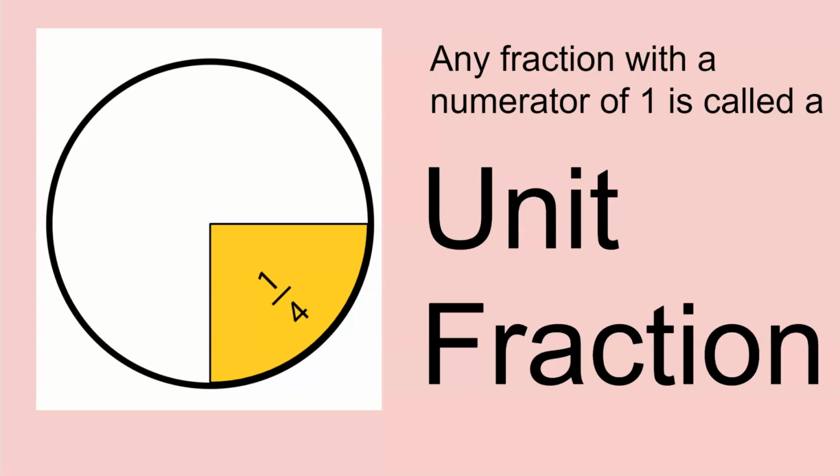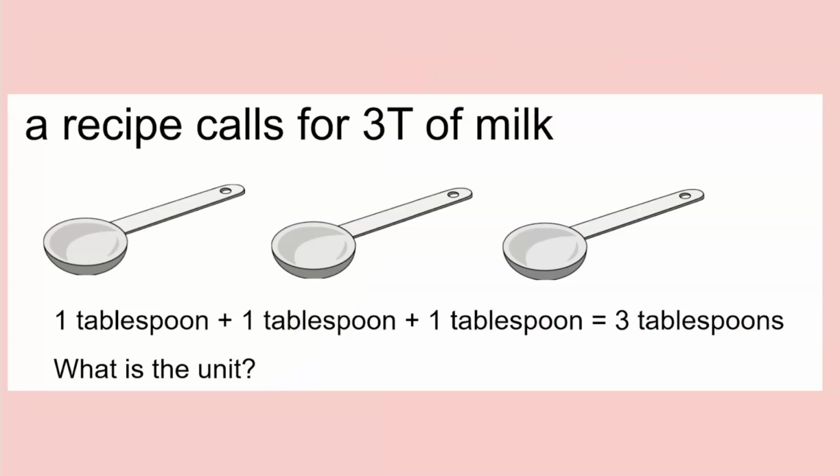Now, any fraction with a numerator of 1 has a special name. It's called a unit fraction. Let's try to understand this a little bit. If I were following a recipe that asked for 3 tablespoons of milk, my tablespoon would be my unit. So if I put in 1, 2, 3 tablespoons of milk, tablespoon is my unit.